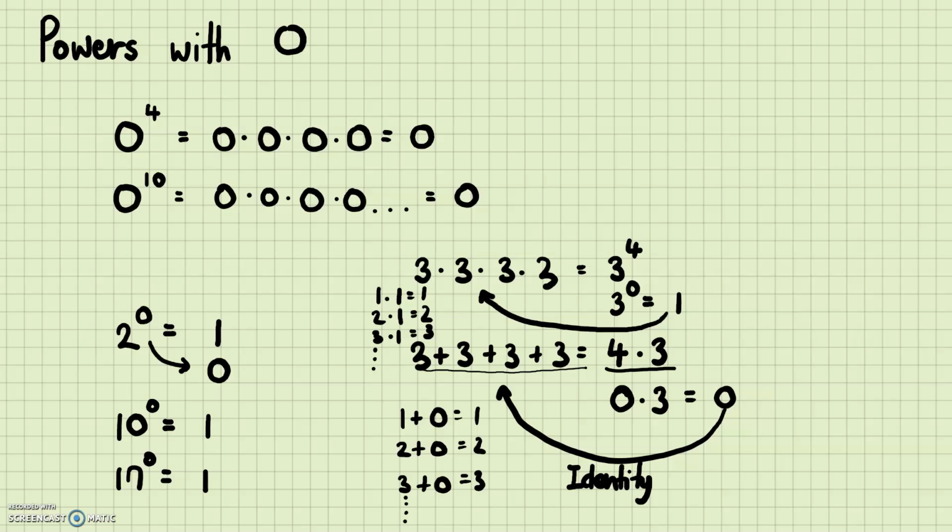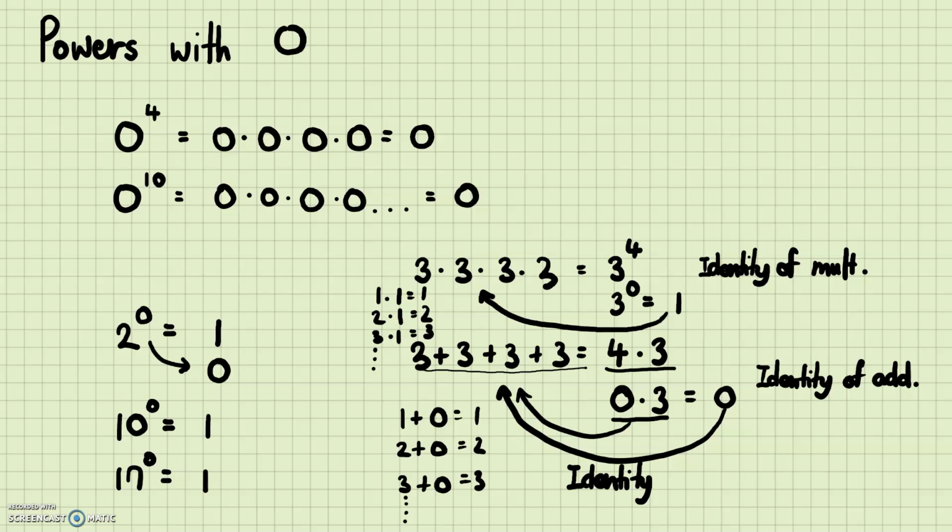So this one is the identity of multiplication, and zero is the identity of addition. So when you are multiplying by zero, you get the identity of the operation that is, I guess, in a way, one level below. So you multiply here, you get the identity for the operation that's one level below. You raise to the zero power here, and you get the identity for the operation that's one level below. This is the way I think of power of zeros.